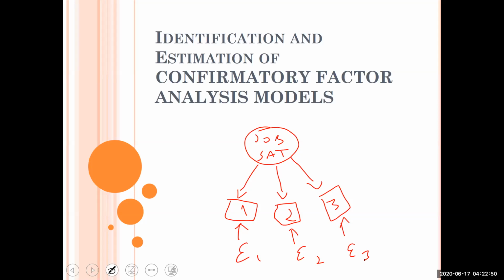Okay. Now, to estimate this model, we first need to place some constraints in it. The parameters here to be estimated are the variance of job satisfaction, so the variance of the latent factor, three factor loadings, lambda 1, lambda 2, lambda 3, and three measurement error variances, like so var E1, var E2, and var E3, okay? Now, these are 7 parameters to be estimated, but we can't estimate all of them, and I will explain momentarily why not.